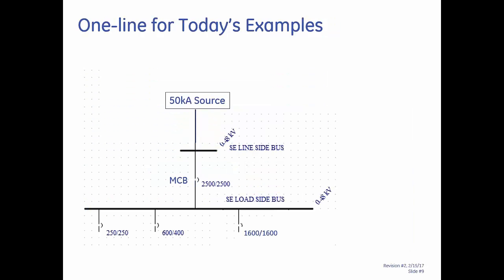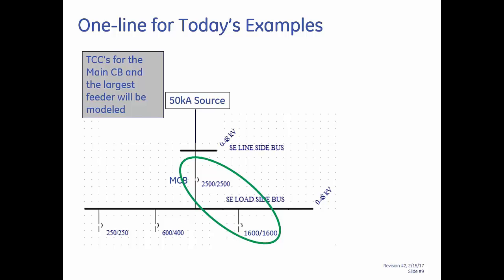So we're going to show some examples of setting windows and time current curves, but to give a little perspective to this first, this can be considered the one line. I've got a 50 kA source feeding, we can consider this a switchboard bus, but all the principles I'm going to talk about would be the same if this were switchgear. So I've got a 2500 amp main and some variety of feeders. For the time current curves I'm going to show, we're going to have a 2500 amp main time current curve, also shown with the largest feeder.